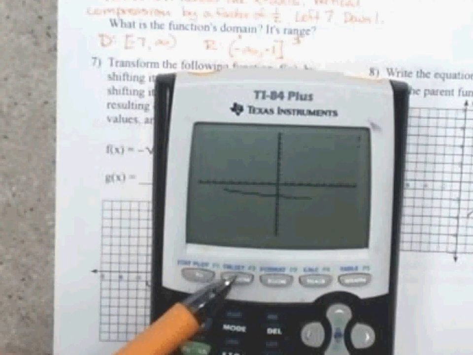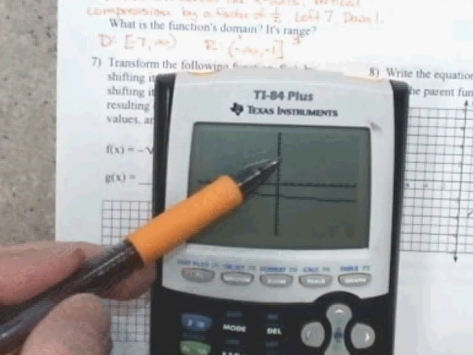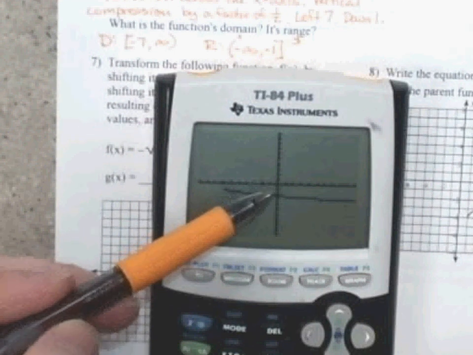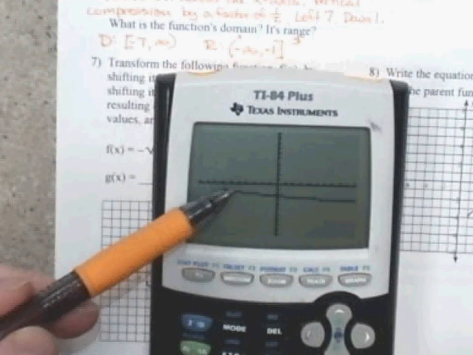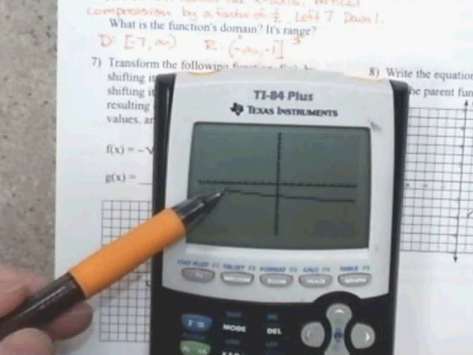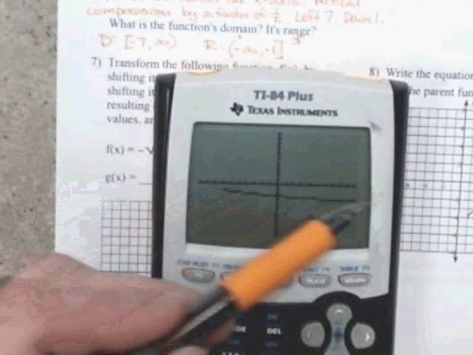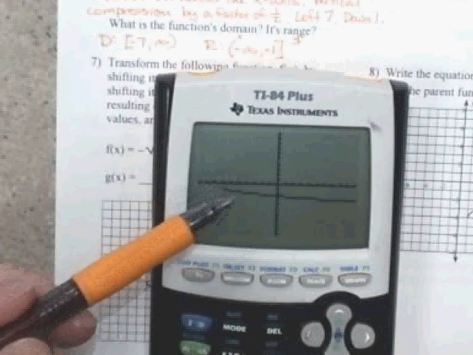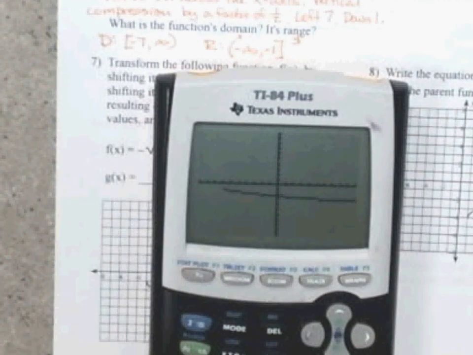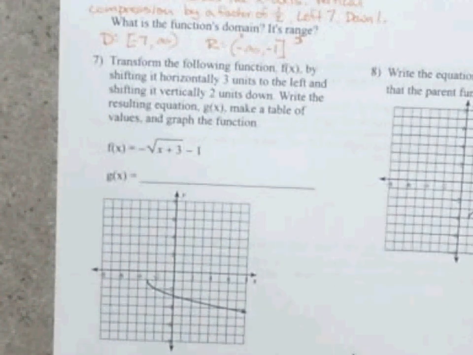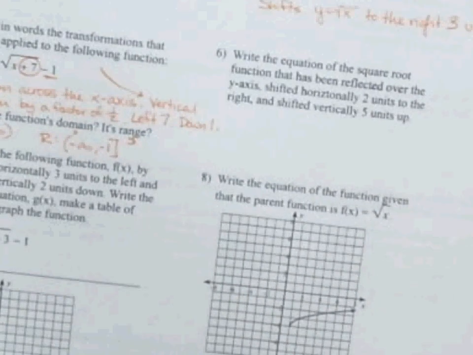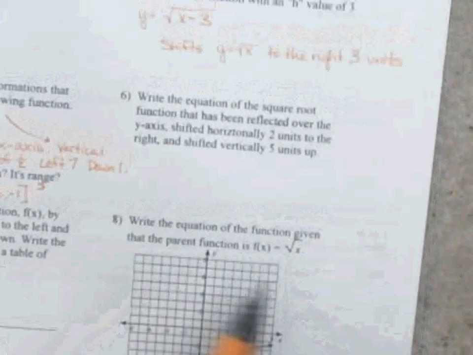Then we graph it. You can see now it's upside down because we had that reflection. It's a little flatter because of the compression. It was moved to the left by 7, and then it was moved down 1. Okay, so our domain is -7 all the way to positive infinity, and our range is from -infinity all the way up to -1. So always graph that and just confirm that what you think is happening is what's happening.